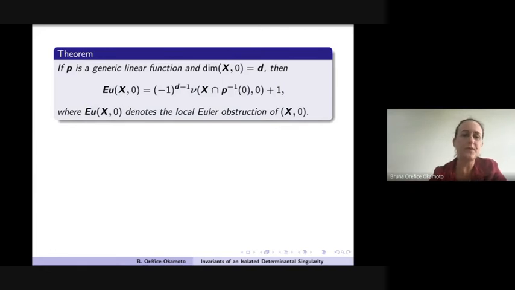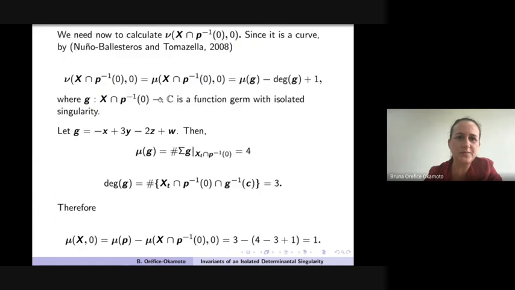Also, if P is a generic linear function and the dimension of the IDS is equal to d, then we proved that the Euler obstruction of X is equal to (-1)^(d-1) times the vanishing Euler characteristic of X intersection P^{-1}(0), plus 1. Well, why am I talking about this now? I will go back again to the theorem.